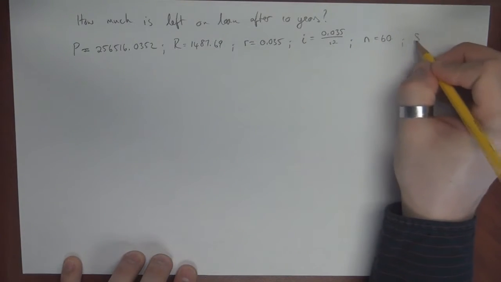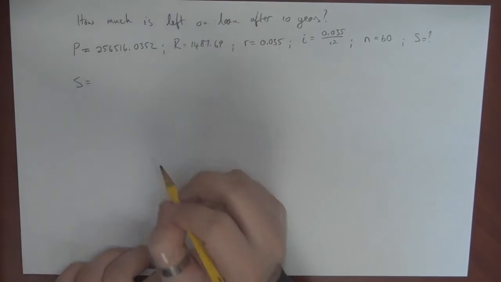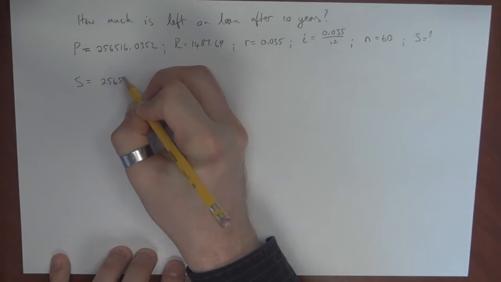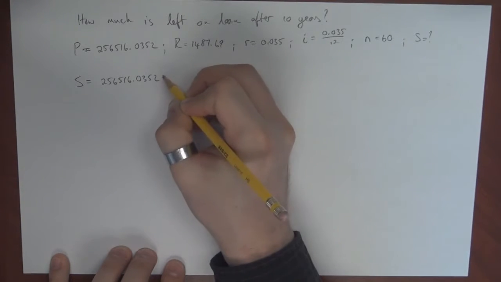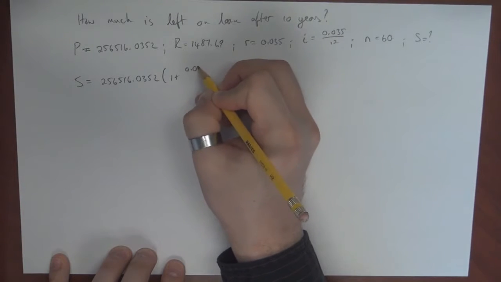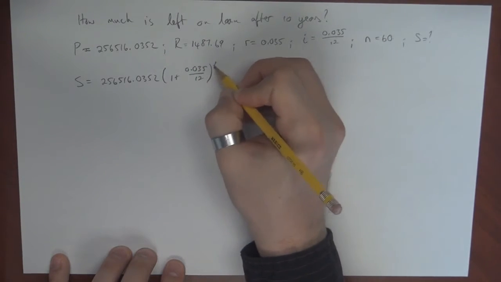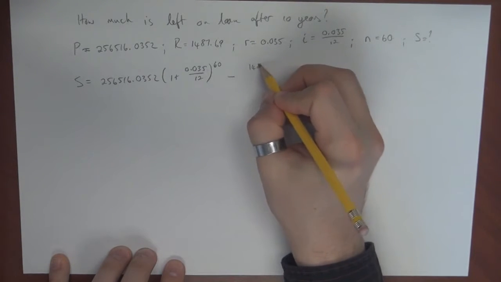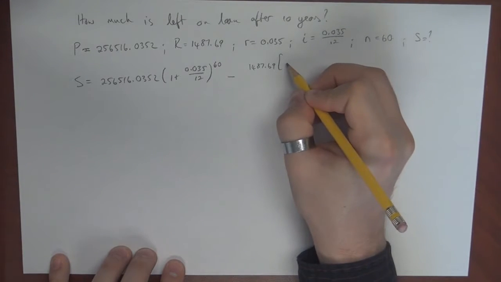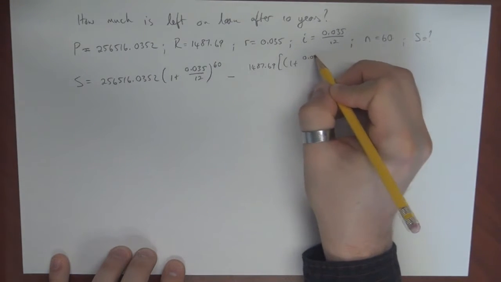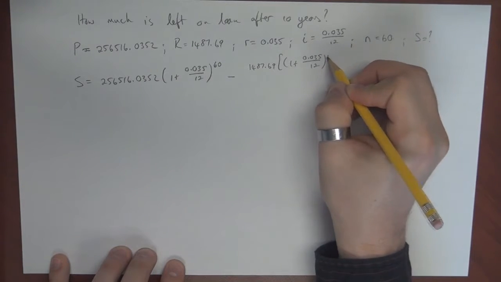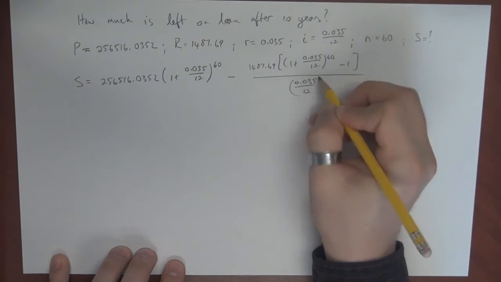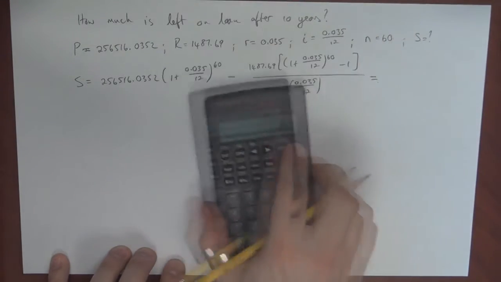So I want to find S, so I plug it into my basic formula. So it's P times (1 plus I) to the 60 minus R times ((1 plus I) to the 60 minus 1) over I. Let's see what I get.